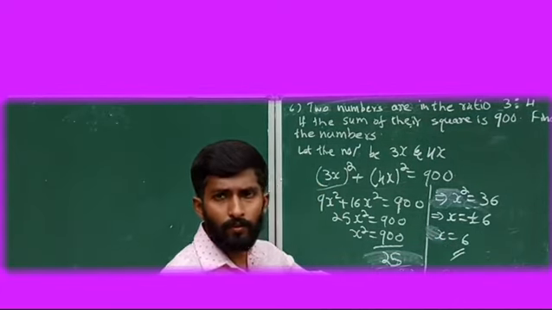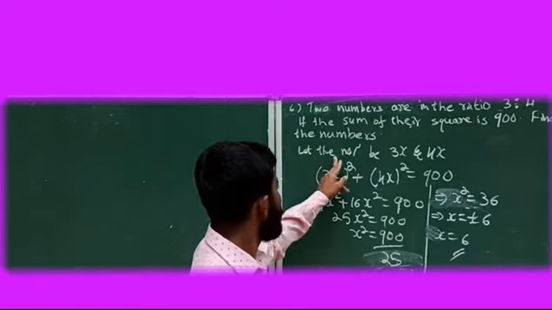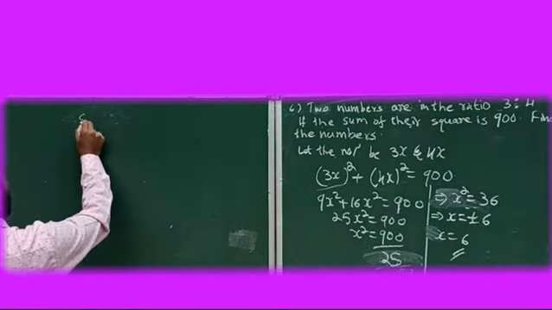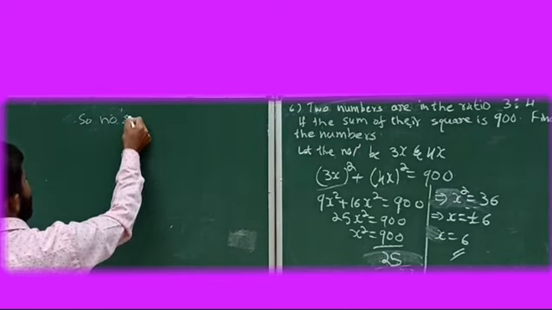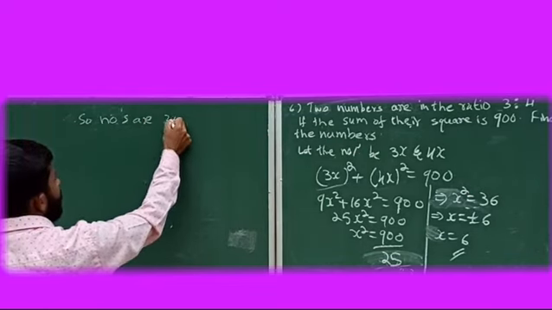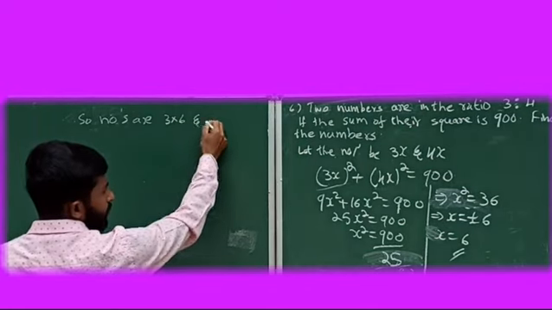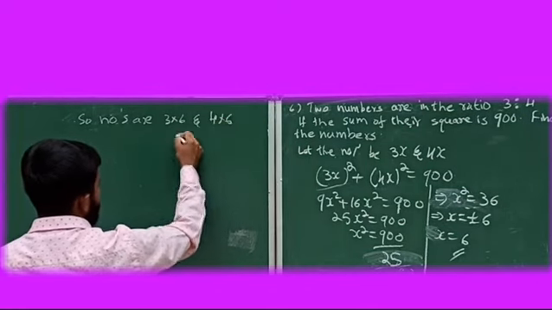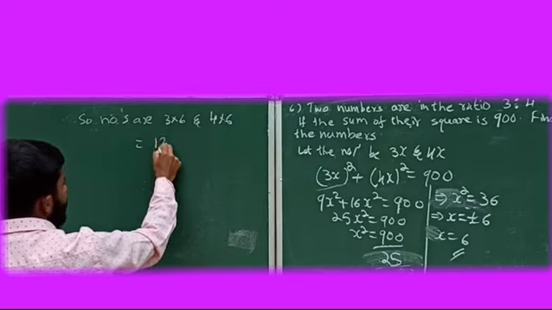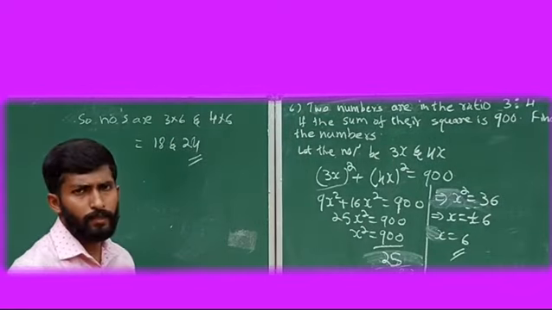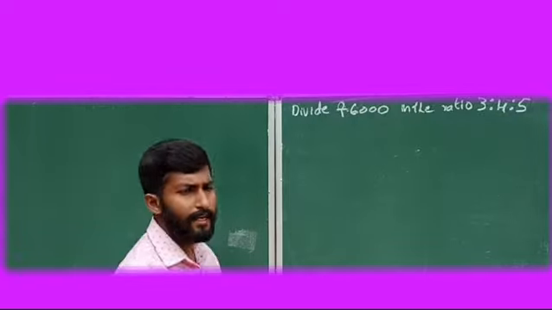Now see, x equal to 6 is there. We know the numbers are 3x and 4x. So the numbers are 3 into x, how much? 6, and 4 into 6. It is equal to 18 and 24 are the two numbers. Clear? See the next question.